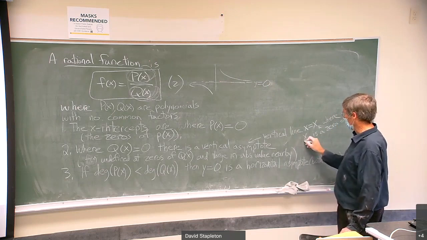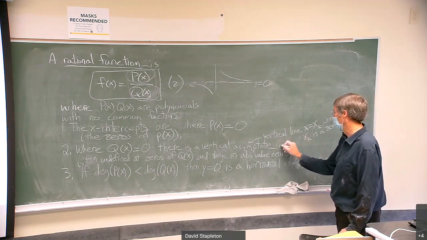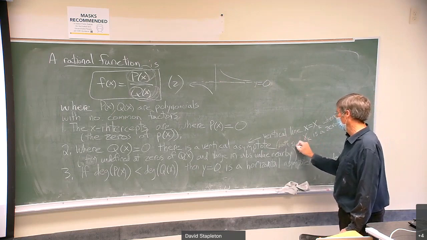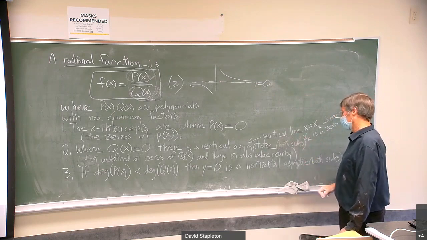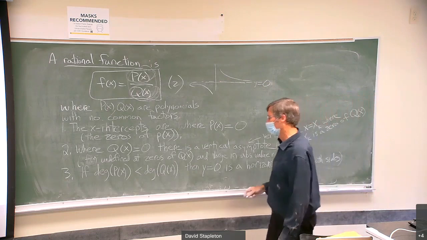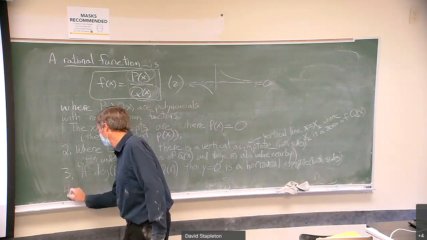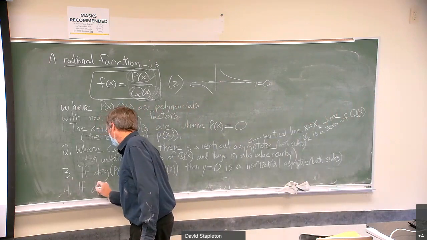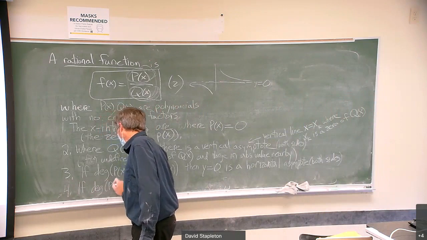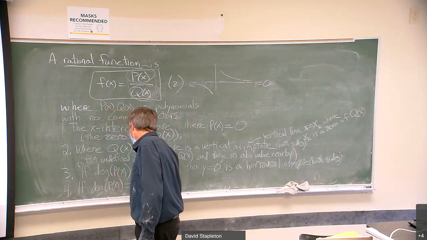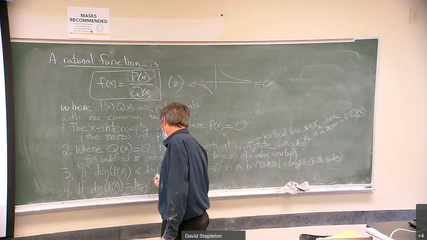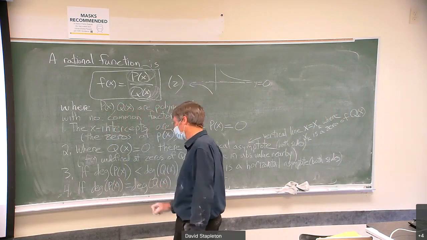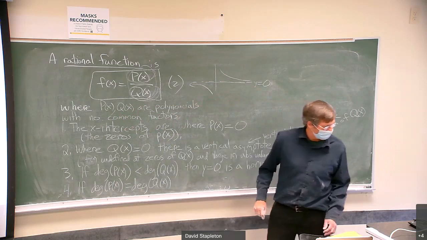Actually, this is a vertical asymptote on both sides. And then finally, if the degrees are equal, degree of p of x equals the degree of q of x, and we'll have to argue this later when we have a little better example, you can still get a horizontal asymptote.